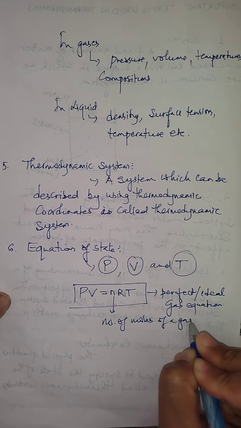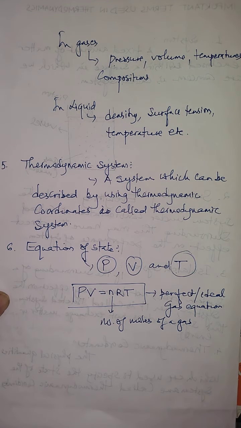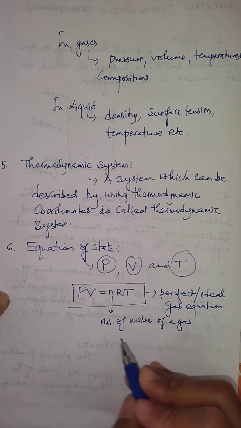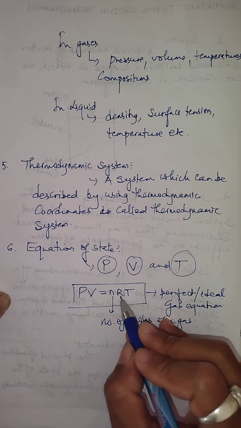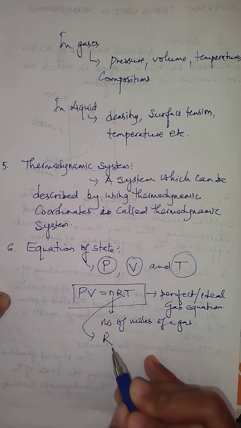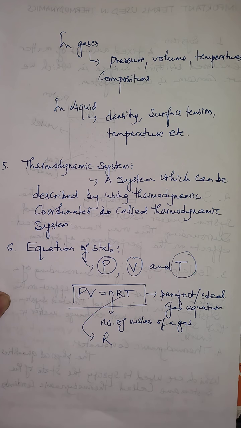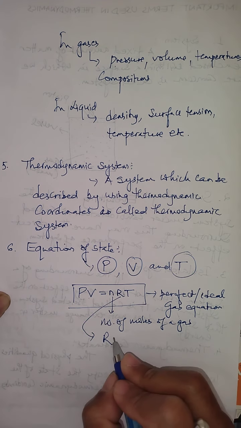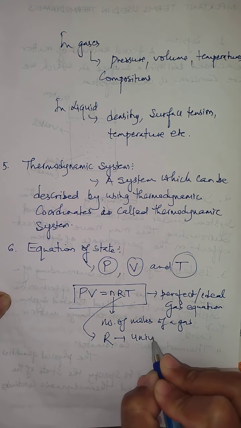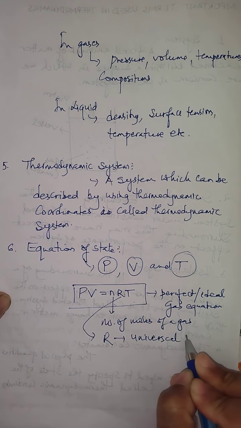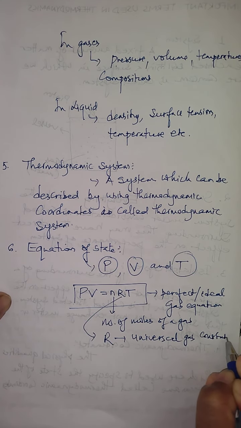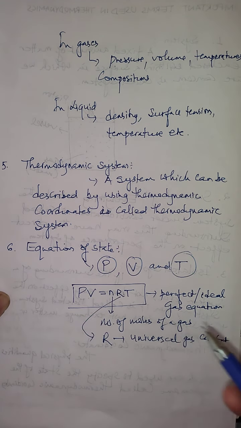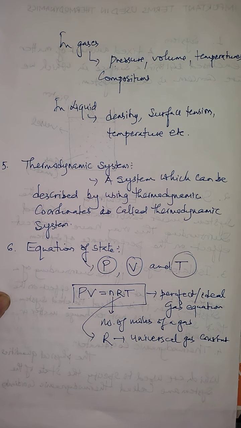And you have learned, children, in detail in class 10 the mole concept, the term moles you have learned already. And R is a constant, which you learn as the universal gas constant. This is usually called the universal gas constant. So this equation or relation is called the equation of state. So this is the number 6 term.